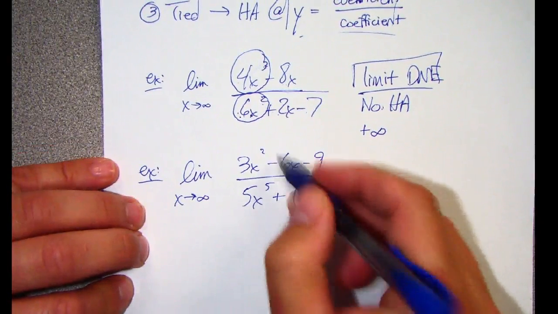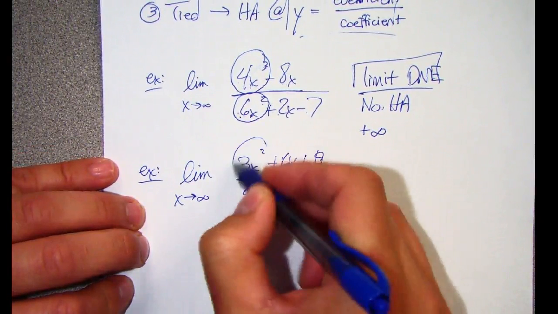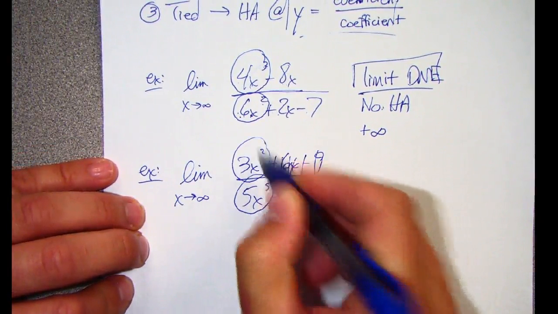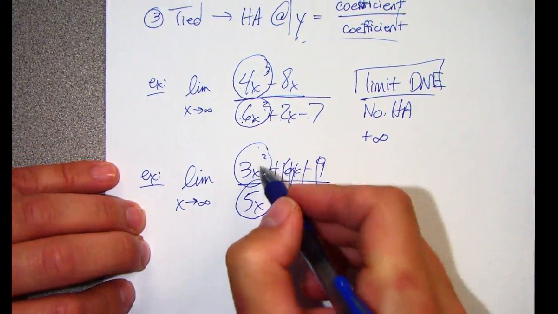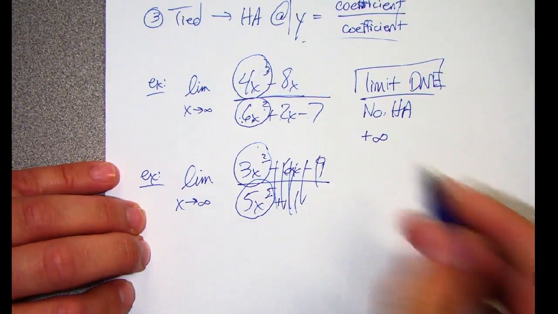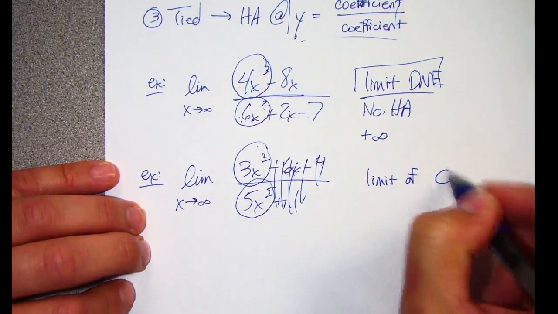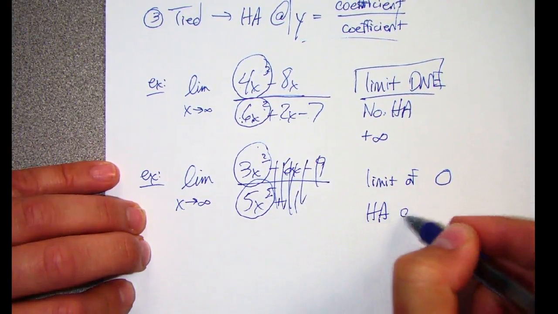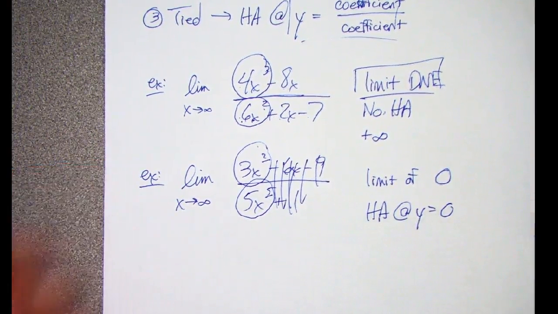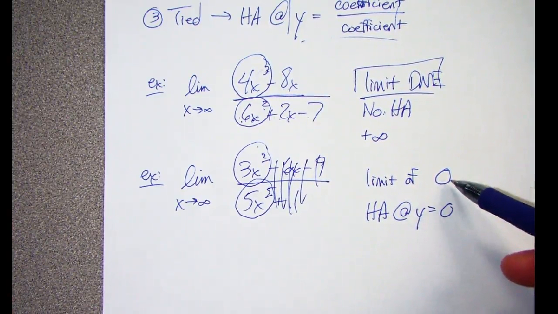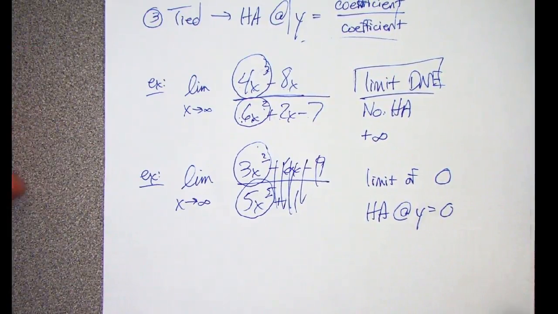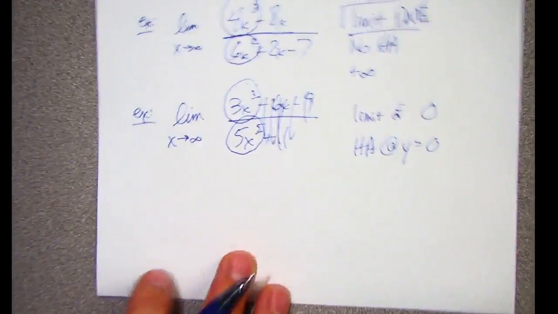So again, this stuff does not matter. That's the term with the highest power, and so is that. Then we compare the powers. 2 versus 5, the highest power is on the bottom. So you've got a limit of 0, a horizontal asymptote at y equals 0. It depends on the way the question asks. Do they ask for the limit, in which case you'd say 0, or do they ask for horizontal asymptotes, in which case you'd say y equals 0.